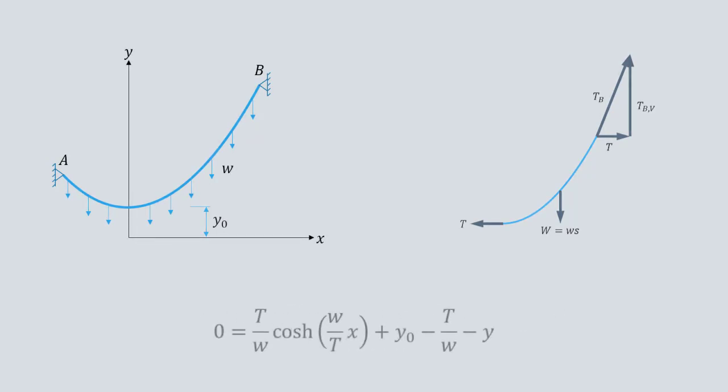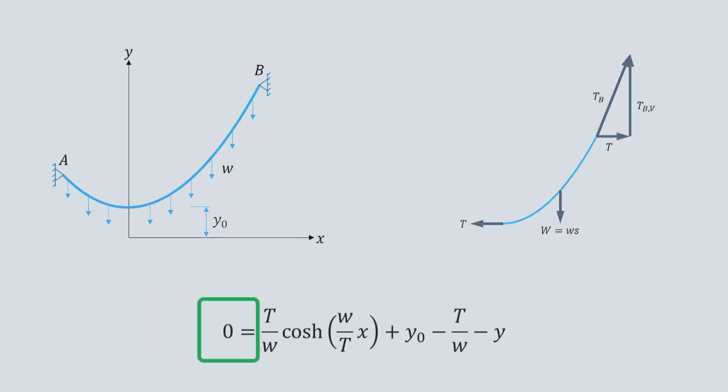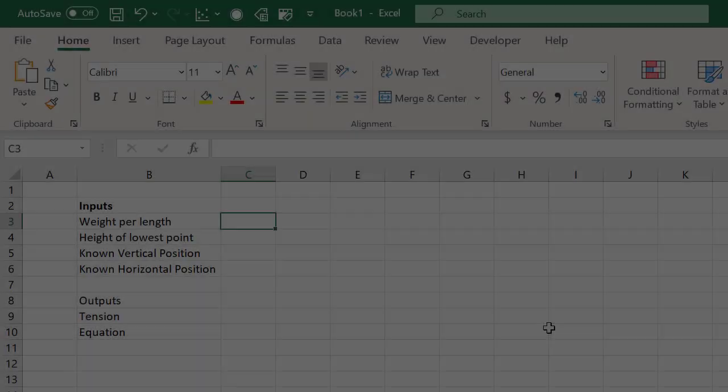In root finding, we rearrange the equation to put 0 on one side of the equation. And then we use some iterative method to find the value of T that causes the right side of the equation to be equal to 0. There are a few different ways that we can do root finding in Excel, but the quickest way is to use goal seek, and today I'm going to show you how to do that in Excel.